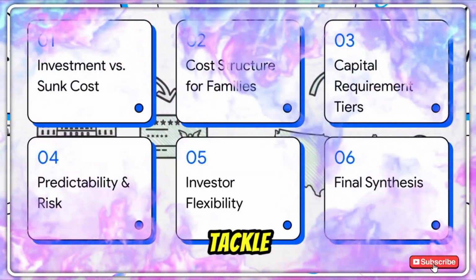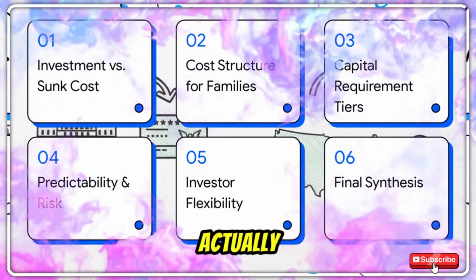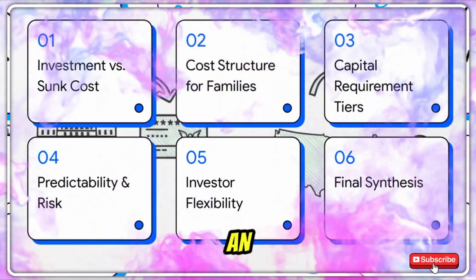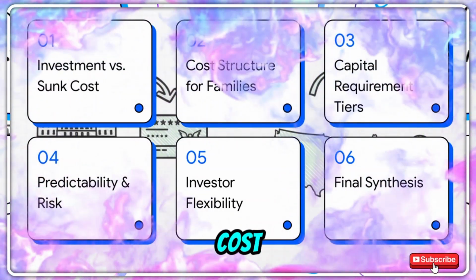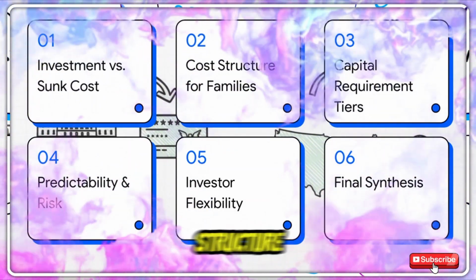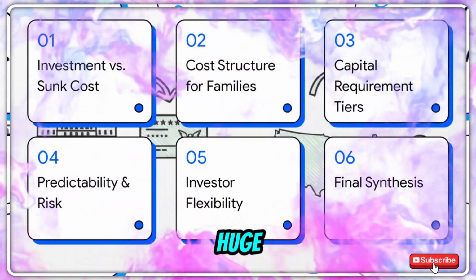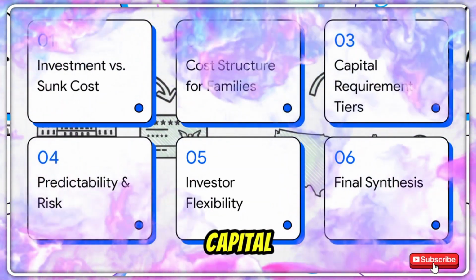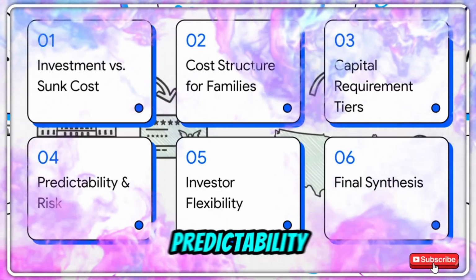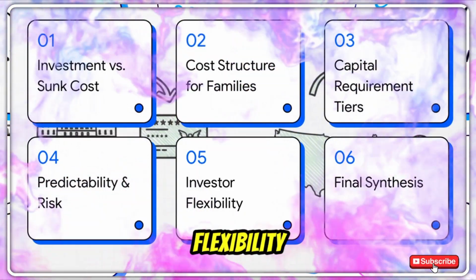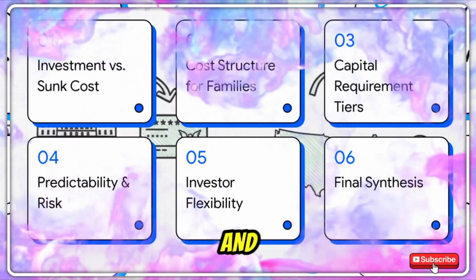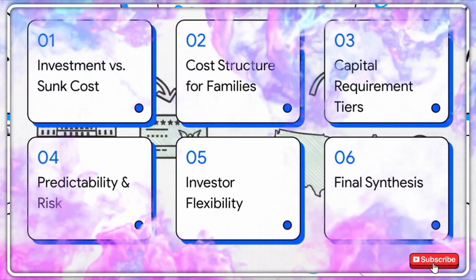Here's how we're going to tackle this. First, we'll look at what actually happens to your money. Is it an investment or just a sunk cost? Then we'll get into the cost structure for families, which is huge. After that, we'll hit the capital requirement tiers, program predictability and risk, and the flexibility you have as an investor. And finally, we'll wrap it all up.